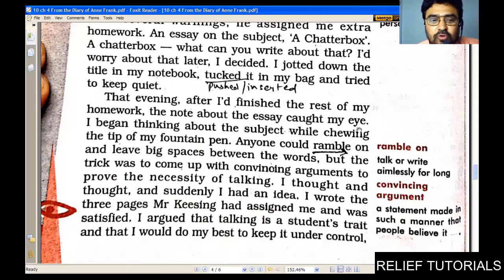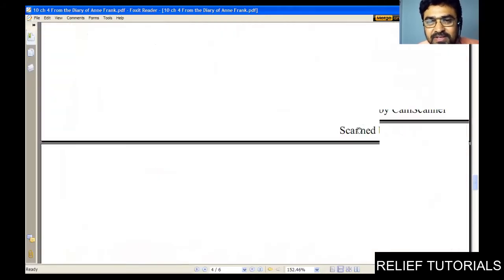"I thought, and suddenly I had an idea. I wrote the 3 pages Mr. Keesing had assigned me and was satisfied with myself. I argued that talking is a student's trait," is a student's quality. They are born to talk, and this quality is inherent in them, "and that I would do my best to keep it under control." So, very sarcastic in that essay, she is.